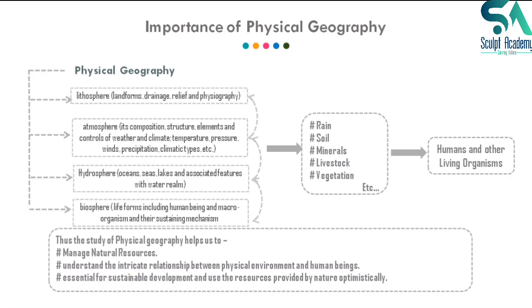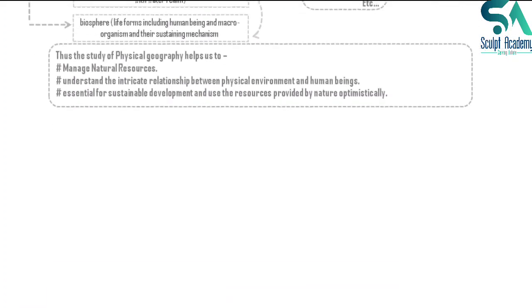Thus, the study of physical geography helps us to, first, manage natural resources; second, understand the intricate relationship between physical environment and human beings; and third, it is essential for the sustainable development and use of resources provided by nature optimistically, means optimum utilization of natural resources which will lead to sustainable development. Management of natural resources and understanding the intricate relationship between physical environment and human beings is basically the importance of physical geography.